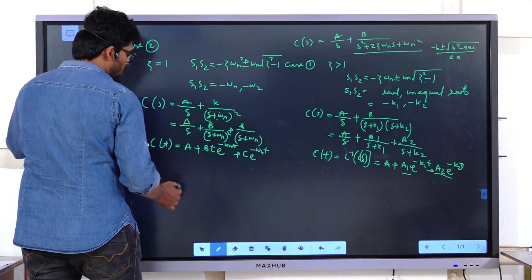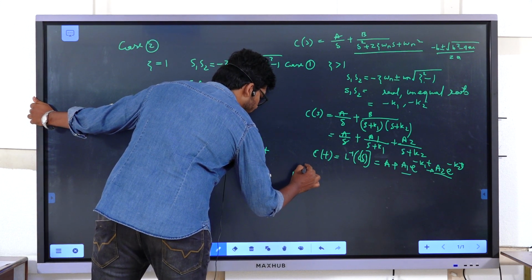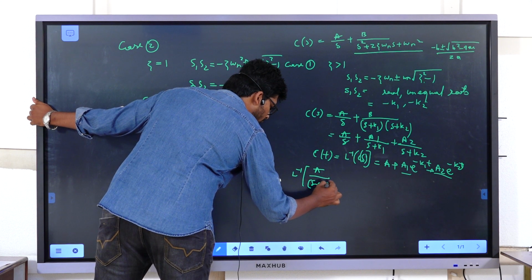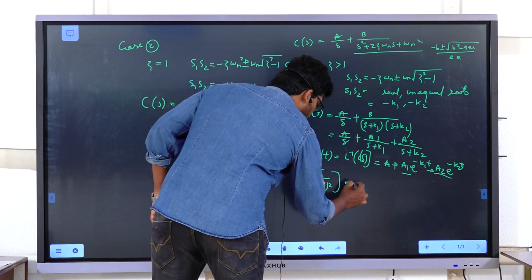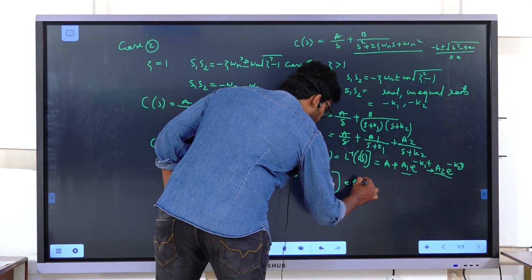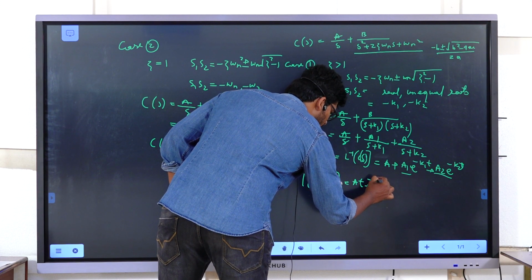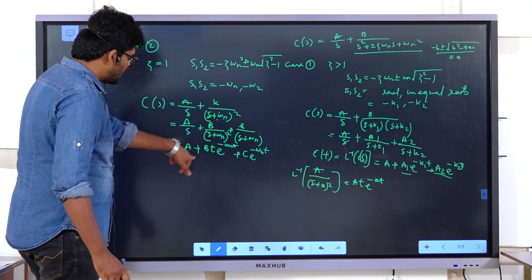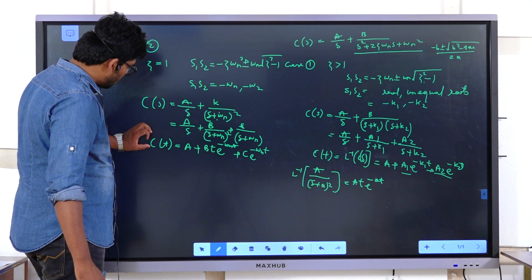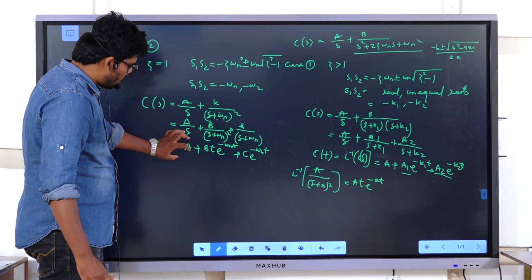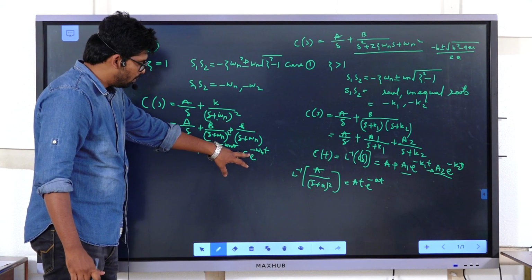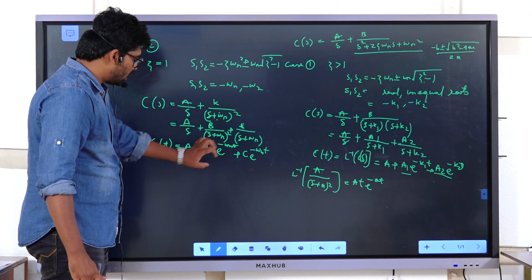Okay, so the Laplace inverse of 1 by S plus A whole square is what? It is t into e power minus at, so that I used here. So again we got the response c of t equal to a constant plus some t into e power minus omega n t and C e power minus omega n t. So here the exponential thing is happening.